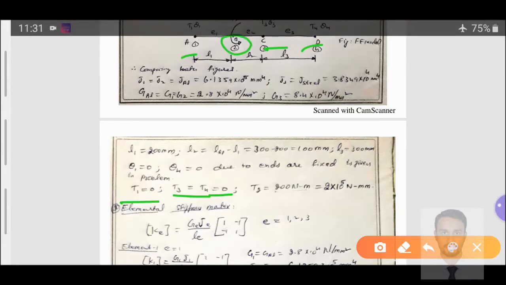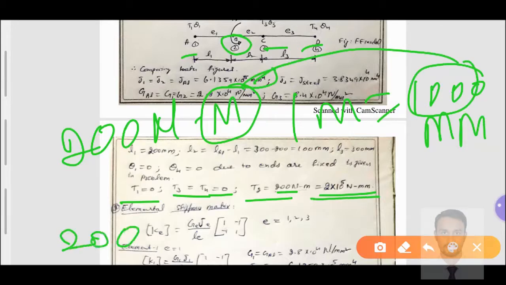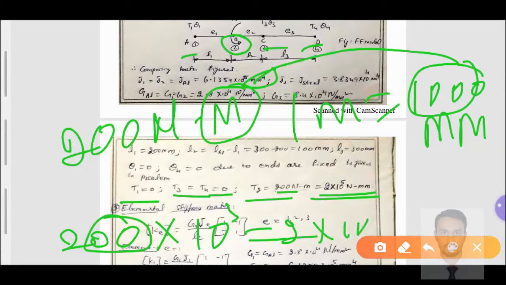But T2 is given, that is equal to 200 Newton meter, which converted in terms of millimeter is 2 into 10 to the power of 5 Newton millimeter. Here 200 Newton meter we have taken, where 1 meter is equal to 1000 millimeter. Just multiply this 1000 to this value and we get 200 into 10 to the power of 3, which becomes 2 into 10 to the power of 5 Newton millimeter.